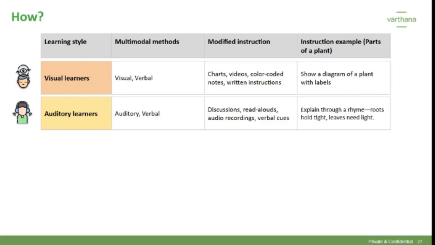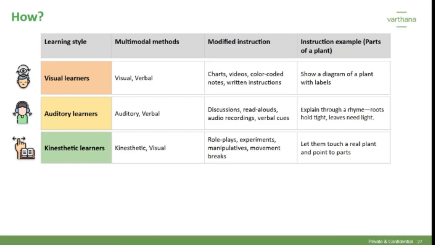Example, again, for parts of a plant, maybe if it's a lower class, through a rhyme. Higher classes also will enjoy this if you're able to include, like, roots hold tight, leaves need light. Create your own rhyme also, and you can introduce it in the class for auditory learners. So it will be fun also, and they will learn the concept also. They will know about the roots, the leaves, what they require, etc. Everything will be learned in the form of a rhyme.